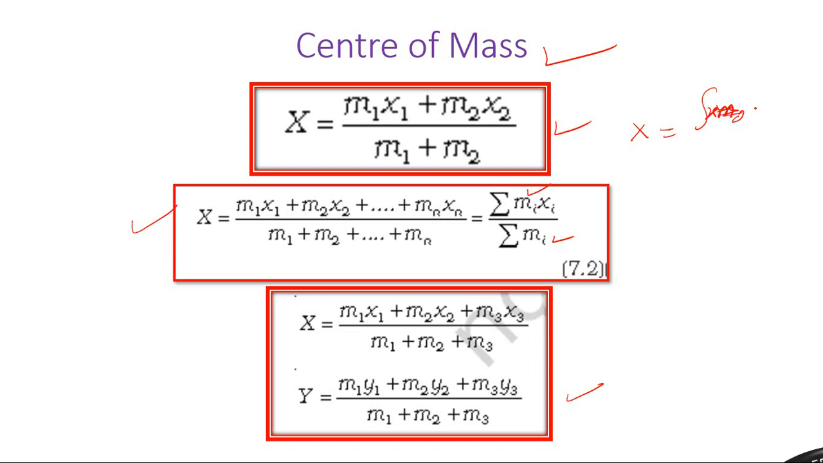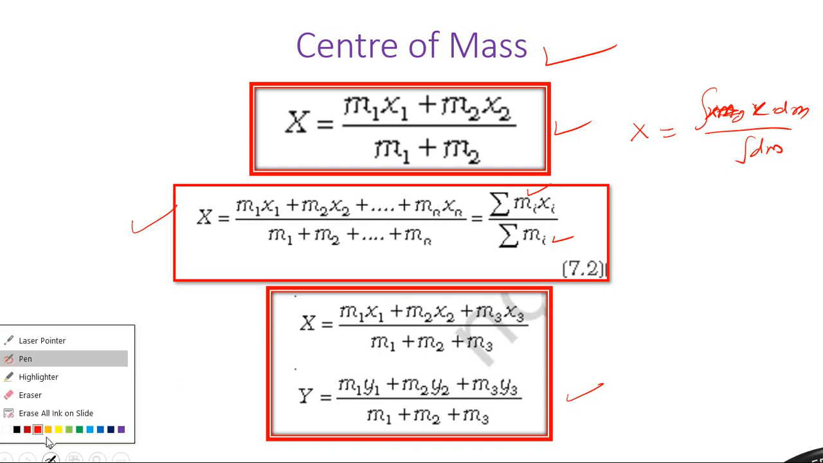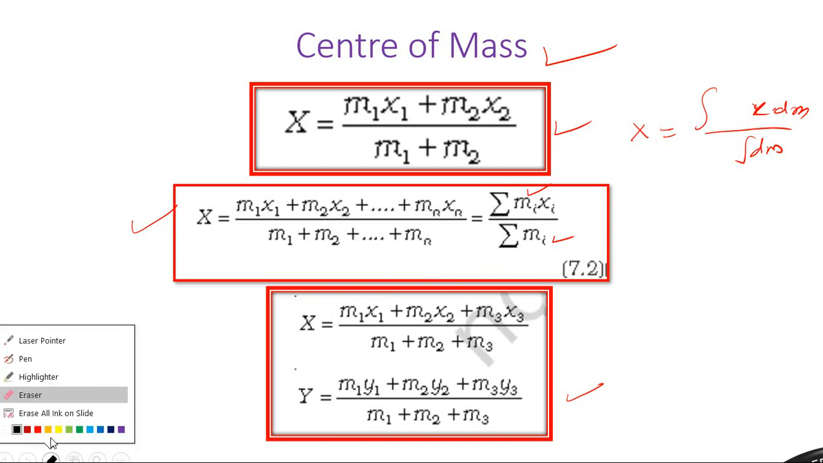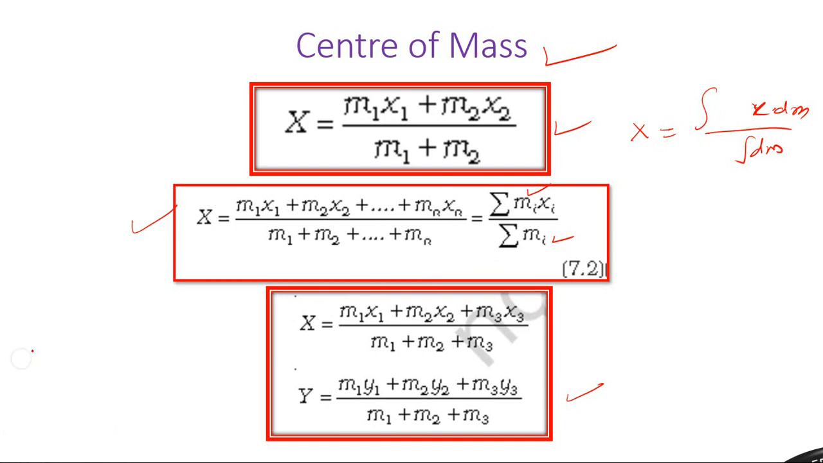divided by integral dm, if it is a variable mass. If it is a variable mass, then you will use this relation with x dm, where the small mass dm is at a distance x. So this formula also you can use.